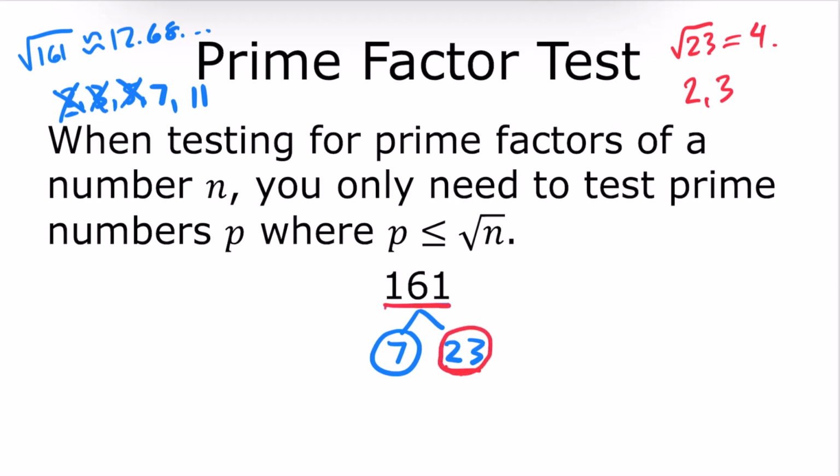And so notice that the number 161 did have a factor that was greater than its square root, but you were able to find that prime factor by checking the prime factors that were less than that square root. And so that's how the prime factor test works. And you can apply the prime factor test as many times as you need to until you get the prime factorization of the number. So that's how prime and composite numbers work.